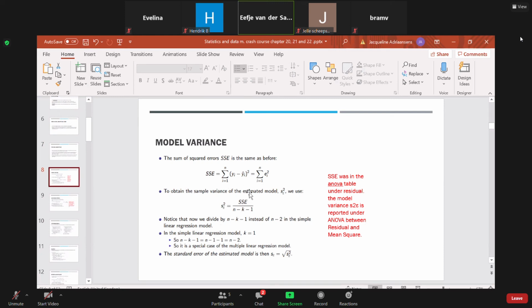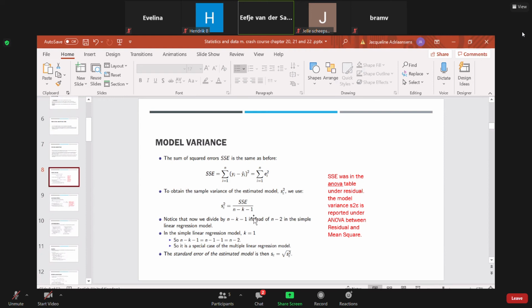But to obtain the sample variance of the estimated model, SE squared, we had that before. Then we had SSE, and we divided by n minus 2, if you remember. But now, and that's what I was hinting at before, we don't have n minus 2. We have n minus k minus 1. And why do we have that? Well, in a simple linear regression model, you had two items, I would say. You had beta 0 and you had beta 1. And those make 2.